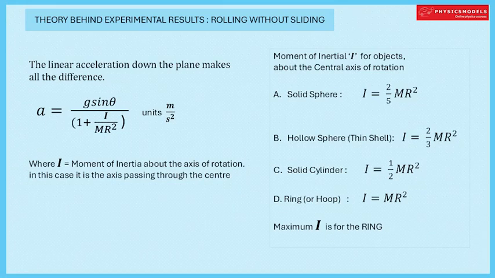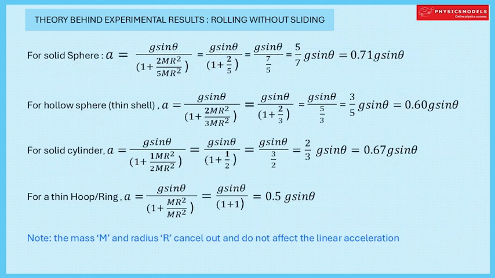This equation for the linear acceleration of the center of mass given by a is also covered in my previous videos, but I'm repeating it here for ease of understanding. And a is equal to g sine theta by 1 plus I by mr squared, where I is the moment of inertia. On the right hand side, you can see that the moment of inertia is different for different objects from solid sphere to the ring, and that determines the value of a. In the denominator, the mr squared terms in the I get cancelled and we get just a number.